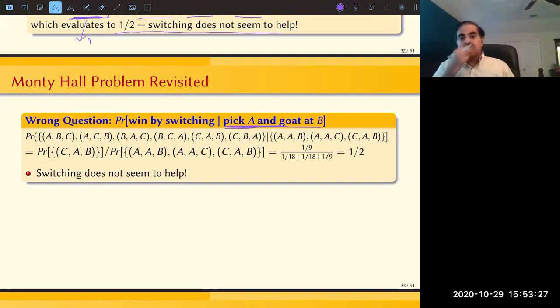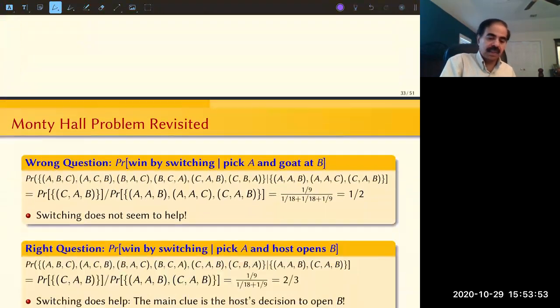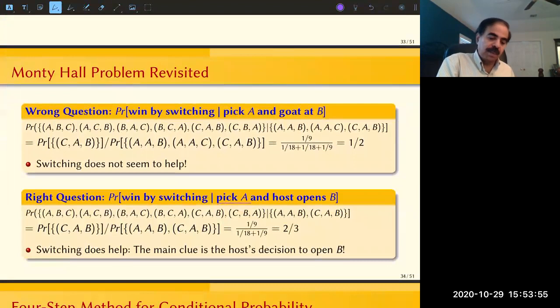By just looking at what is behind door B, we are simply overlooking the actions of the host, right? Because the host picked door B for a reason. And if we take that into account, then we will have a slightly different analysis. So let's do that. You pick A and the host opens B.